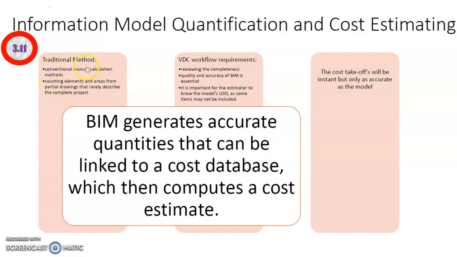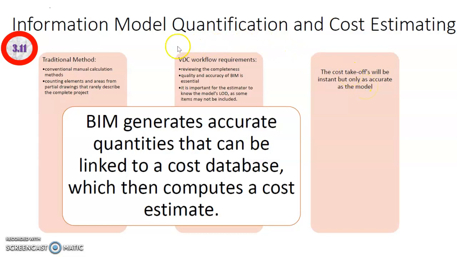The traditional method of construction basically utilizes conventional manual calculation methods, and the stakeholders will be calculating or counting elements and areas from partial drawings that rarely describe the whole complete project. As a result, the process is very tedious and sometimes not very accurate. When we are using VDC for our project, the cost take-off will be more instantaneous, but it will only be as accurate as the accuracy of the model.